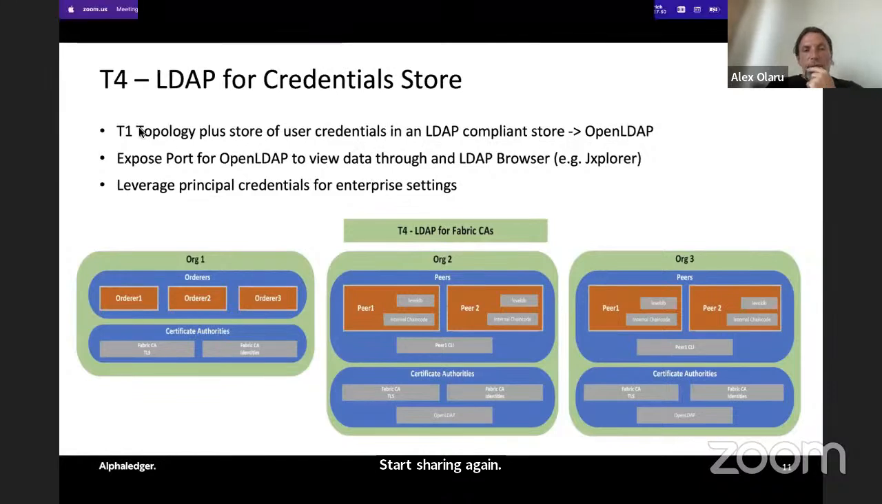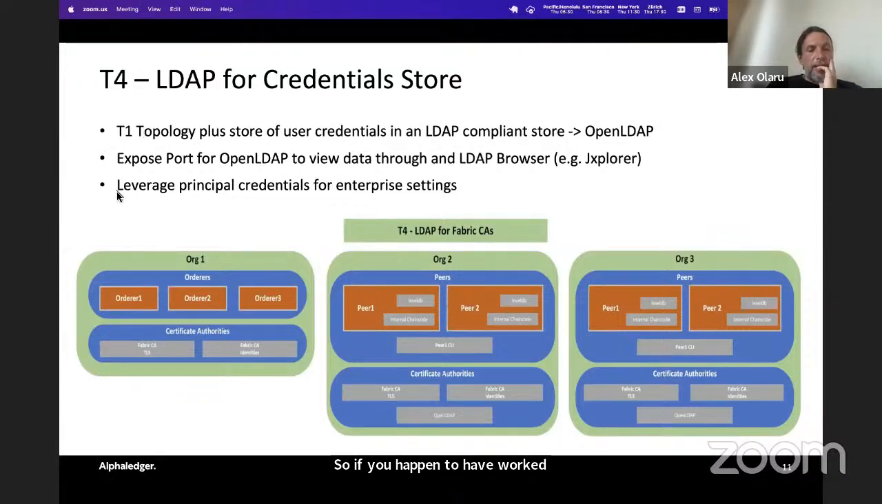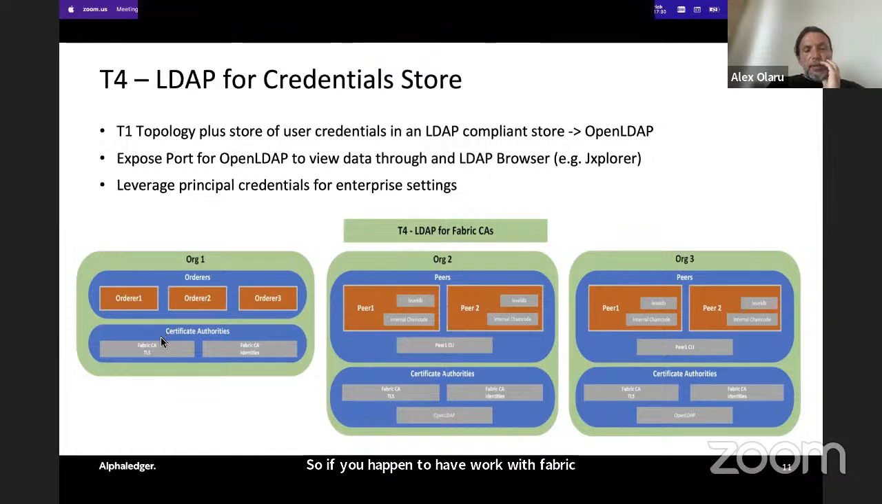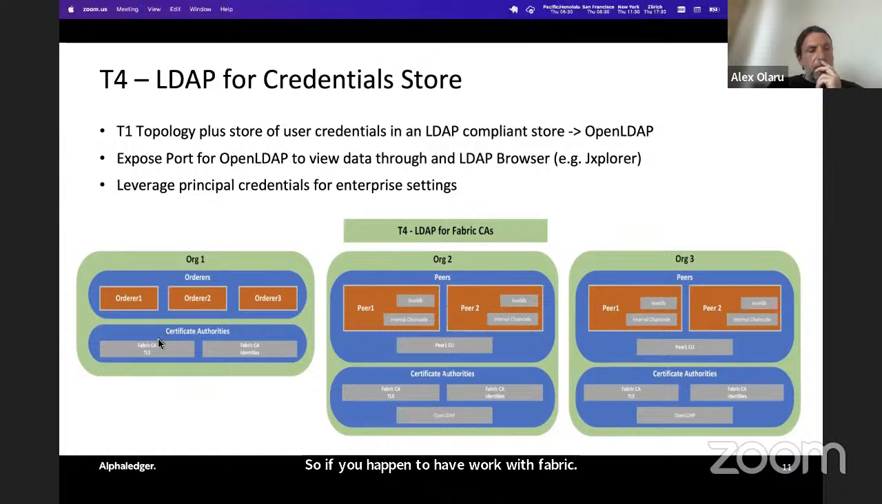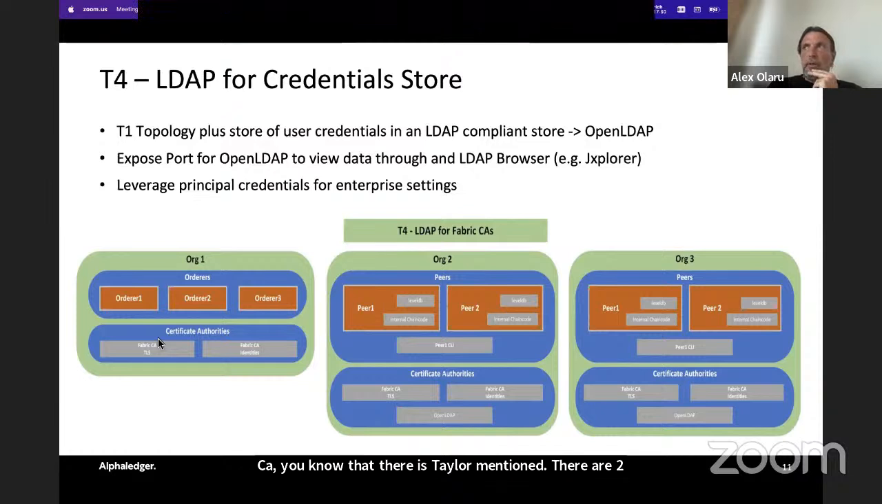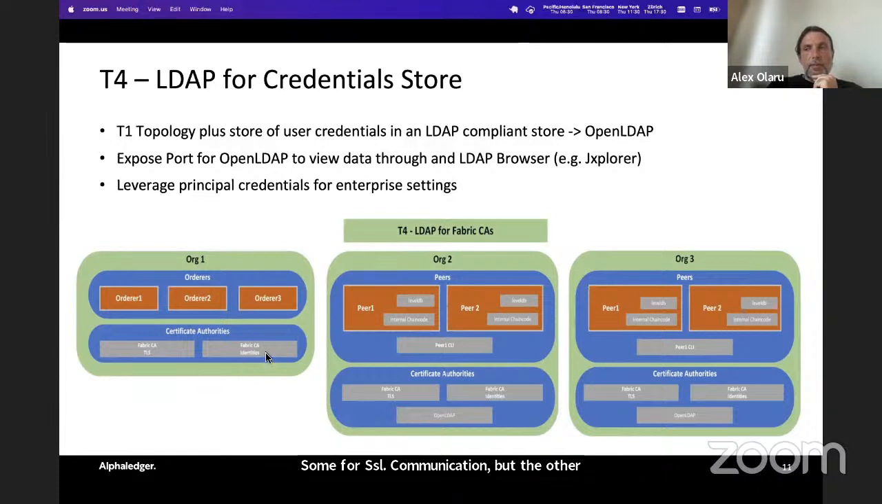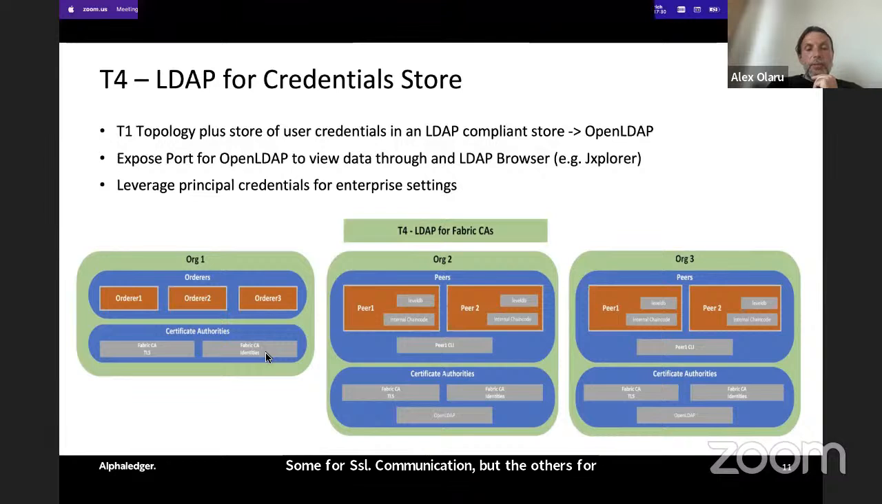This one deals with the configuration of an LDAP store. If you happen to have worked with Fabric CA, you know that, as Taylor mentioned, there are two sets of crypto materials being created: some for SSL communication, and others for identities for each of the nodes in the network.